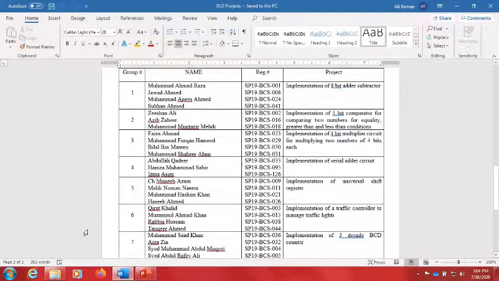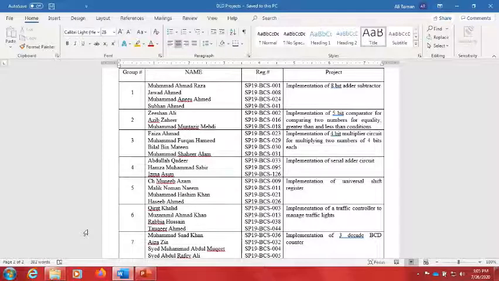Coming to the sixth group, that consists of Kirat, Muzammil, Rabia and Tokir. What you have to do is implement a traffic controller to manage traffic lights. The outputs of the system are three light indicators, one for the red, one for the yellow and one for the green. You can conceive how traffic signals are operated. The transition between these lights depends upon a time delay or time duration. So how will you implement that?